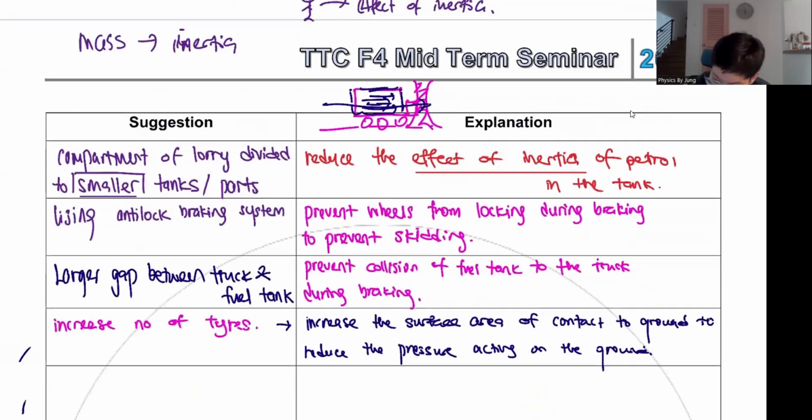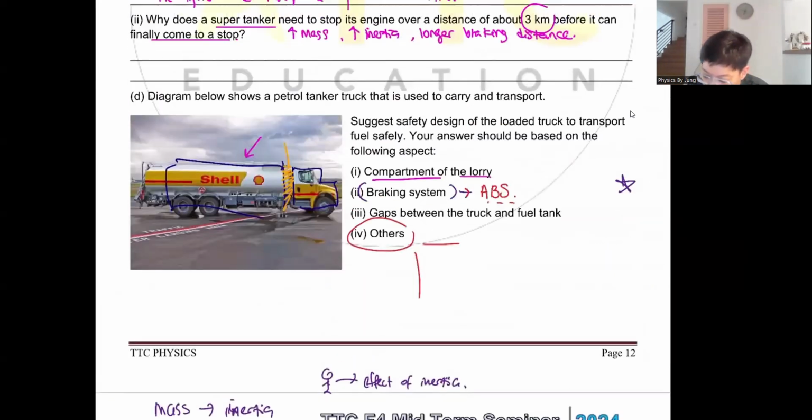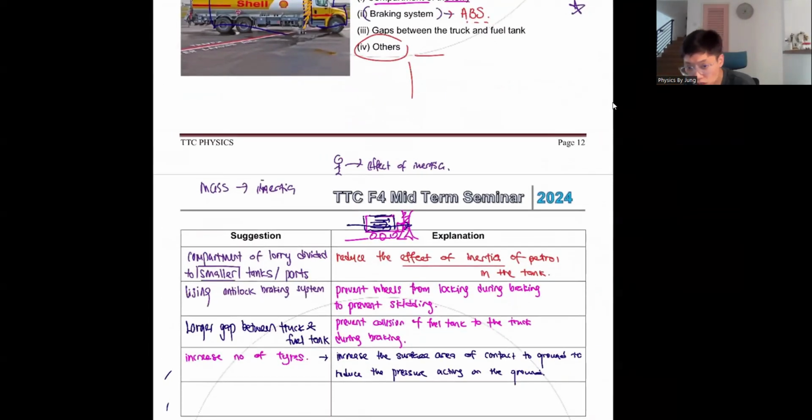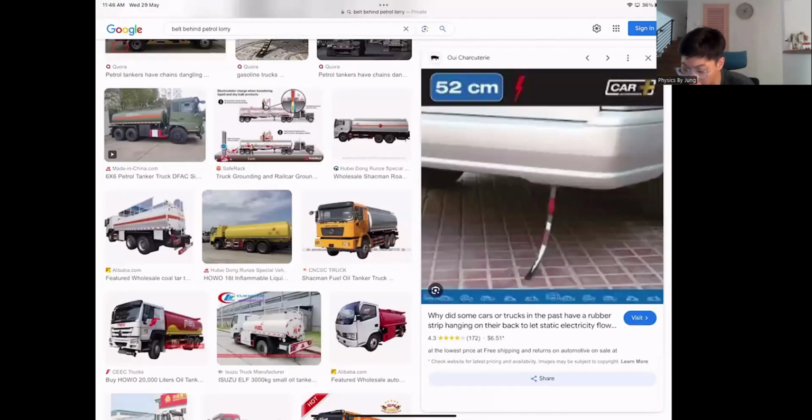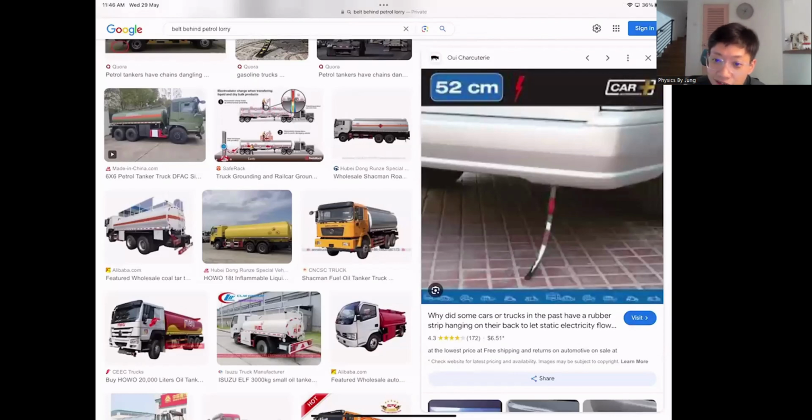Okay, lastly, what other things can we do to the fuel truck? Okay, I Google an image and show you, right? Do you realize that some of those lorries purposely hang something at the back of the car? Like they will hang something like this at the back. Do you realize something like this? Then some will put a toy at the back of the lorry.